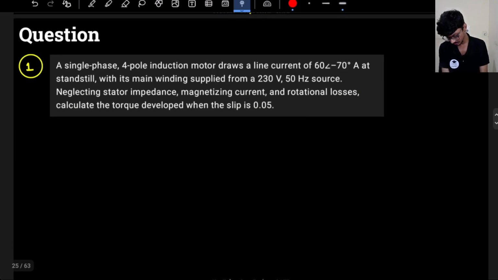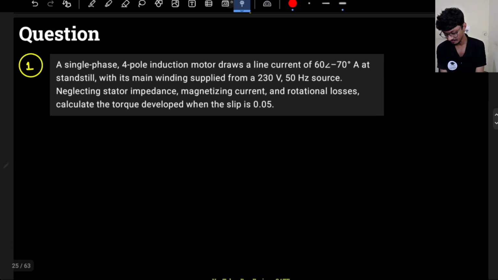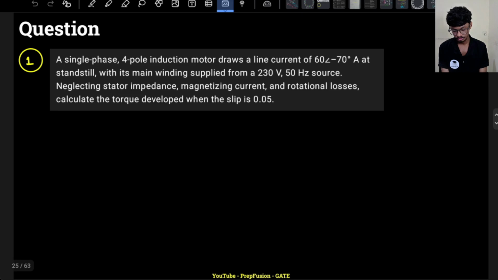So now let's solve this question. A single phase 4 pole, sorry, the tablet got crashed.